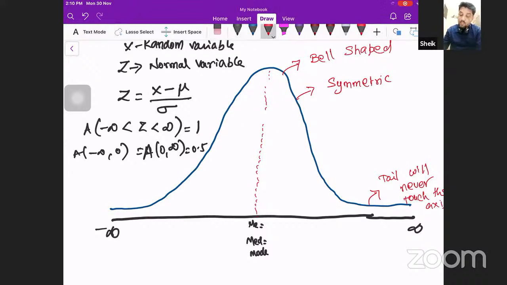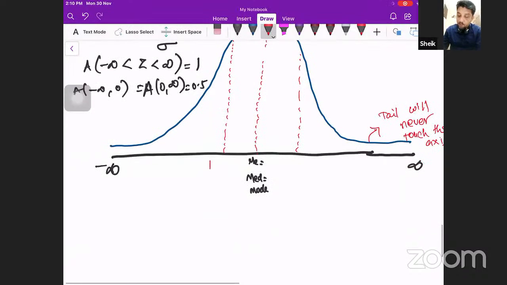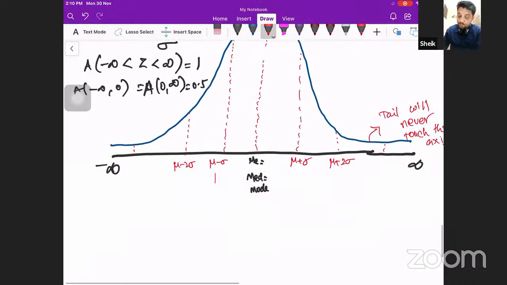Next, we have to talk about the point of inflection. What is the point of inflection? It is mu minus sigma to mu plus sigma. Then mu minus 2 sigma, and this is mu plus 2 sigma. Now the area we are dividing: this is mu minus 3 sigma to mu plus 3 sigma.